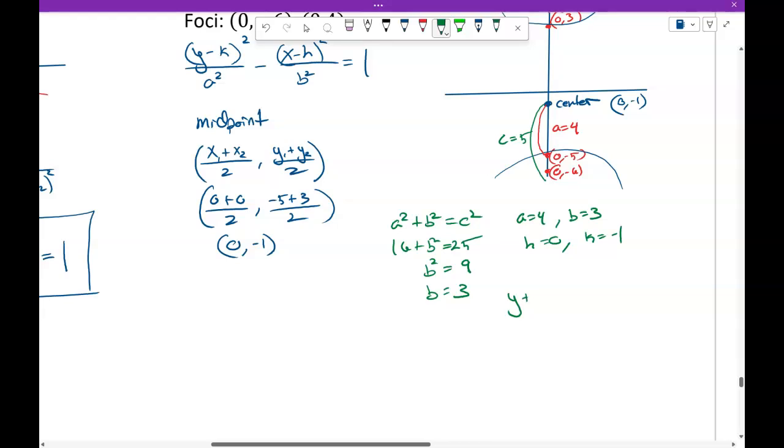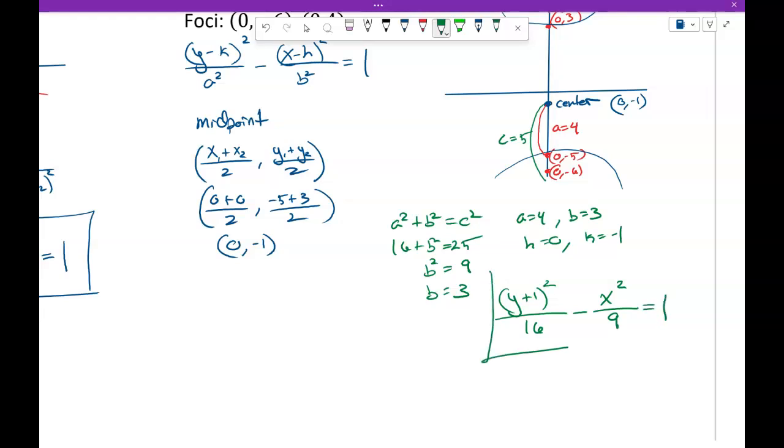Y plus 1, since k is negative, y plus 1 squared over a squared, which is 16. Since it's x minus 0, we don't need to include it. It's just x squared. B squared is 9, equals 1.